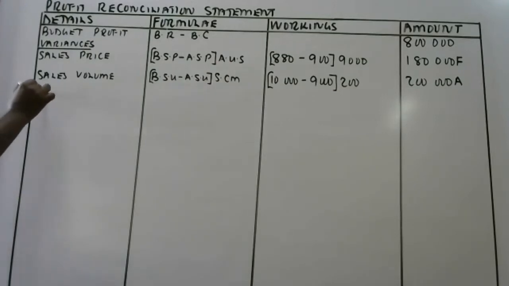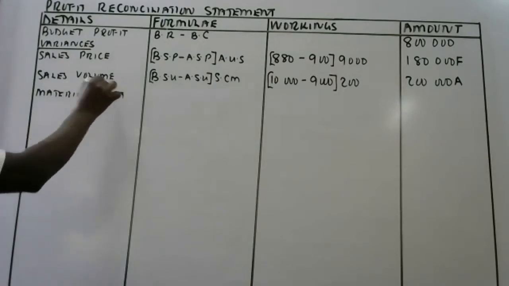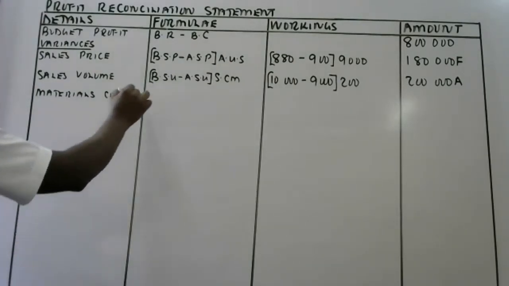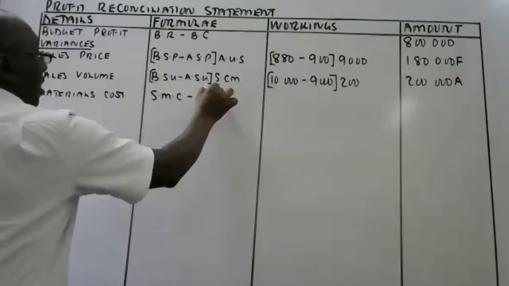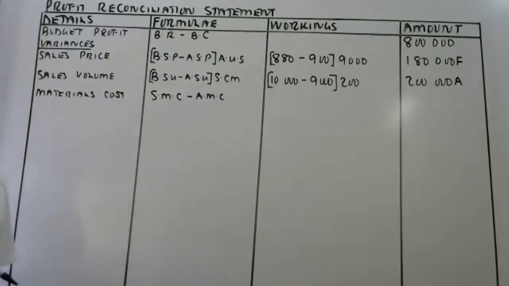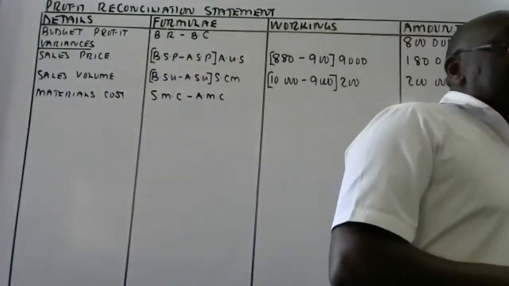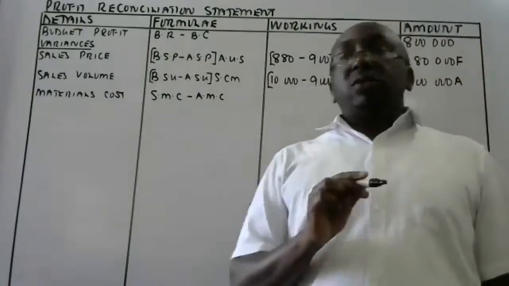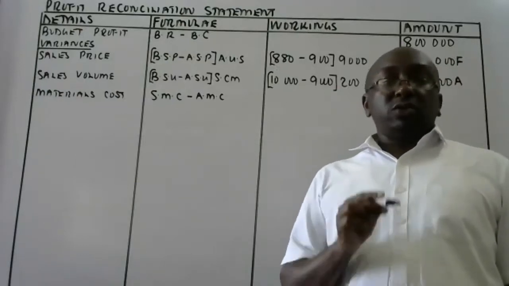Huyo mwingine unakuja kwa materials costs. Material costs. So material tulisema unapata as standard material costs minus actual material costs. That is the formula of getting the total. Standard material costs minus actual material costs. Sasa kwa hii swali, there are two types of materials. So we will work with each on its own.